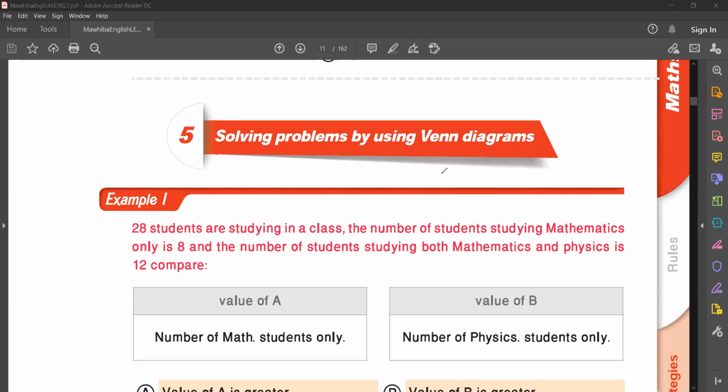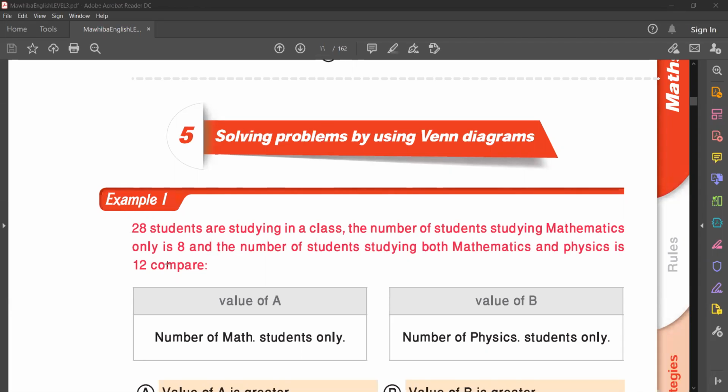Now we will take the fifth strategy in this lesson, because we talked about strategies 1 to 4 before. Today we will explain the fifth strategy, which is solving problems by using a Venn diagram. Look here, for many problems you can use Venn diagrams to solve them. Now we will read these questions.